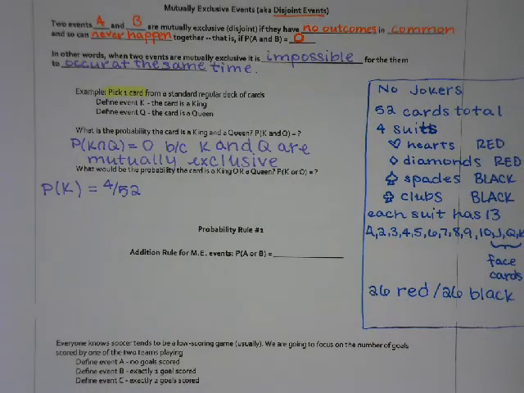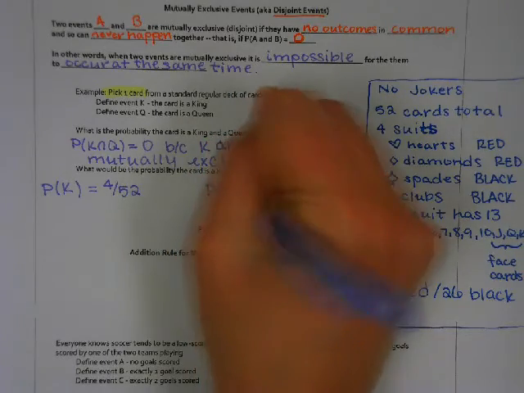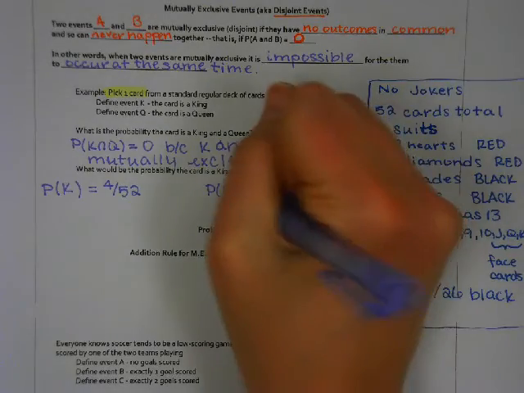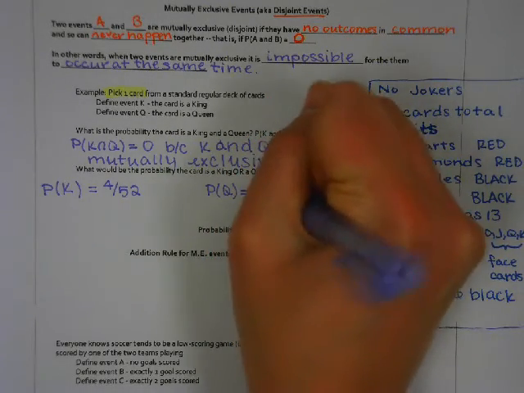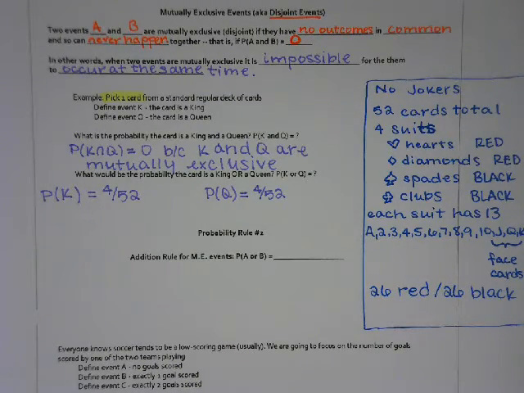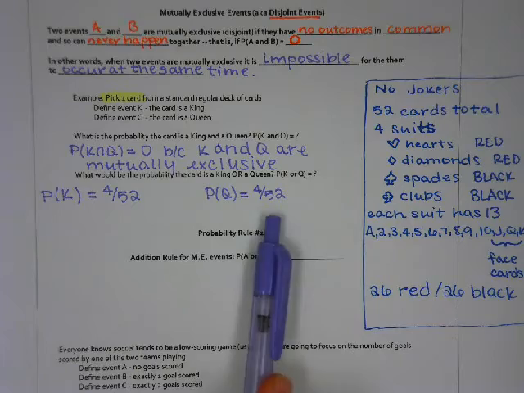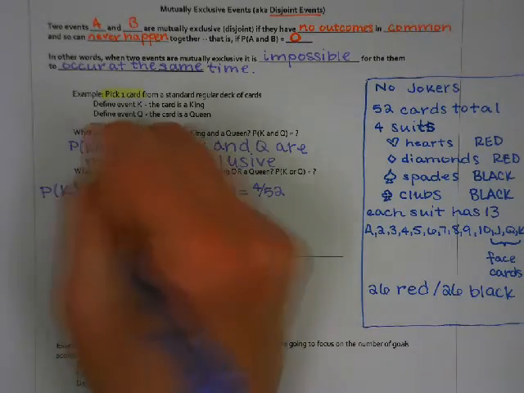Or my card could be a queen. So what's the probability I pick a queen? 4 out of 52, because I have a queen of hearts, queen of diamonds, queen of spades, and a queen of clubs. So what's the probability that my card is either a king or a queen? Well, it would be 4 out of 52 plus 4 out of 52, or 8 out of 52.